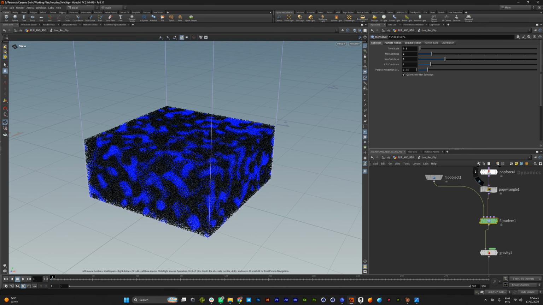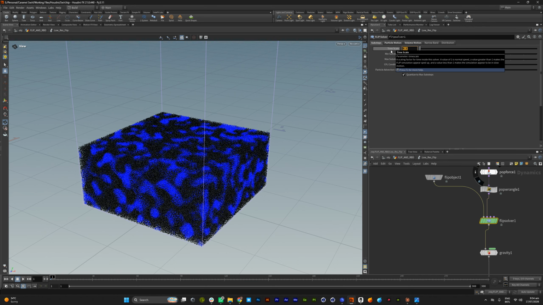What else? This is important. I brought my time scale all the way down to 0.1, because when you're working with viscous sims or trying to get extra intricate details inside of a simulation, it's really good to lower your time scale. The other way around could be to raise my substeps to around 10 or 12, but that takes a lot of time to cook the simulation. So instead, I drop my time scale and raise my substeps not that aggressively.